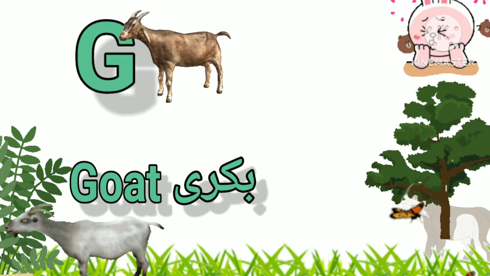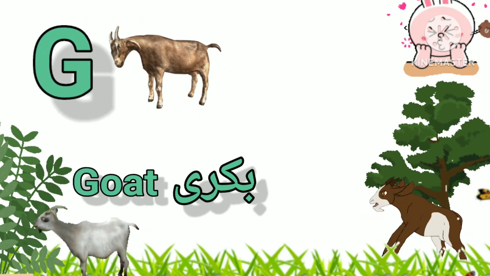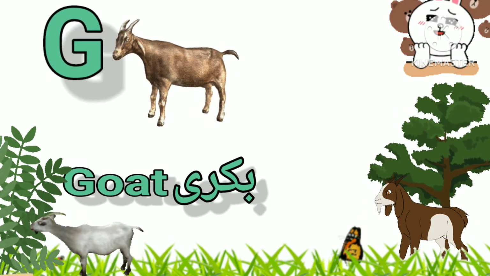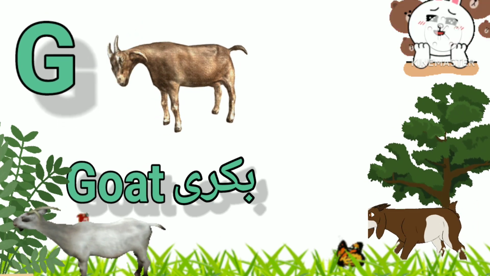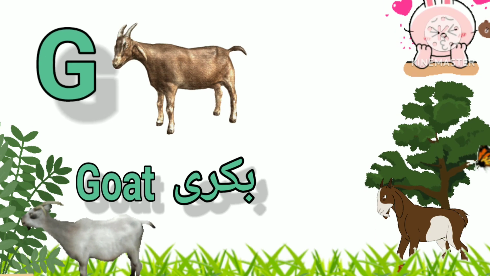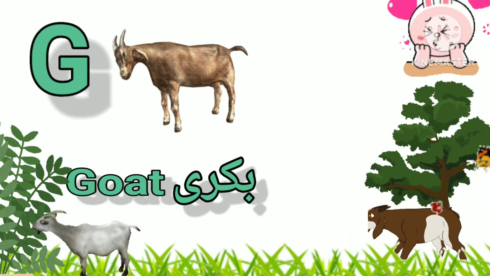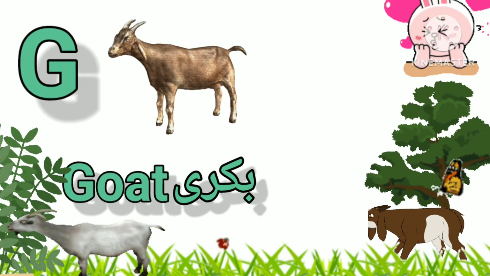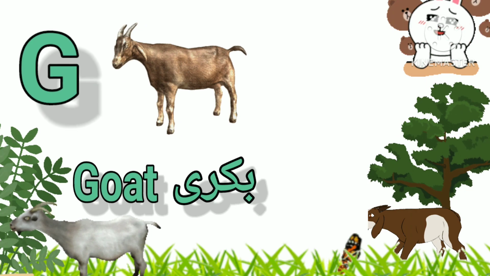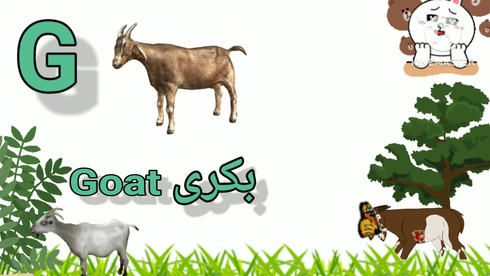Next is G. G is for goat. G-O-A-T, goat. Goat means bakri. Very good goats. G is for goat.